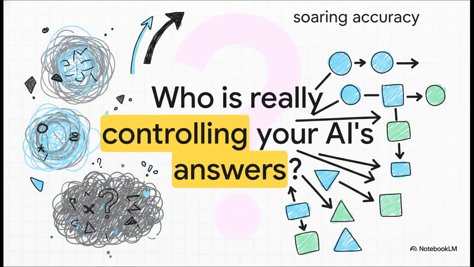To wrap up this explainer, I want to leave you with one final provocative thought. If you don't engineer your context, who is really controlling your AI's answers? Think about it. The answer is the noise. If you aren't deliberately architecting that working memory, you are leaving your final output entirely to chance, to clutter, and to hallucinations. So take control of that last critical step.